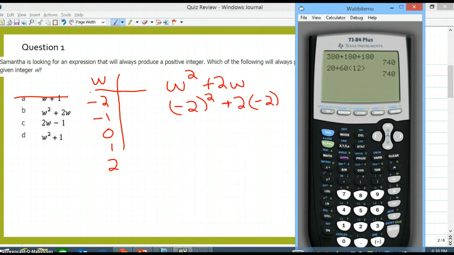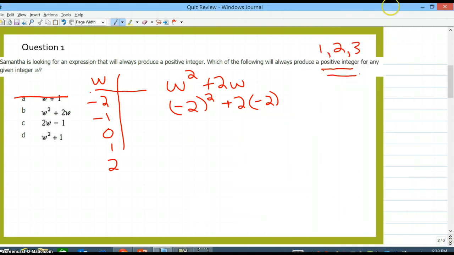So I'm going to have parentheses, -2, close parentheses, squared. Remember, the square always goes outside the parentheses, plus 2, open parentheses, -2, close parentheses, enter. I get this equals 0. So I'm going to write 0 next to my -2. And then I'm going to insert -1.